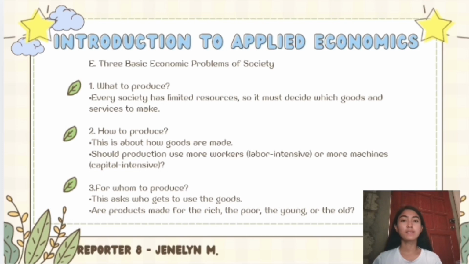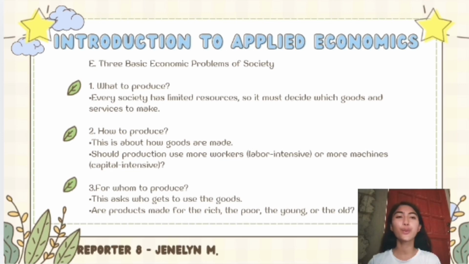The second one is how to produce. This is about how goods are made. Should production use more workers, which is labor intensive, or more machines, which is capital intensive? For example, a country with many workers may rely on manual labor, while a rich country with advanced technology may use machines. The third one is for whom to produce.